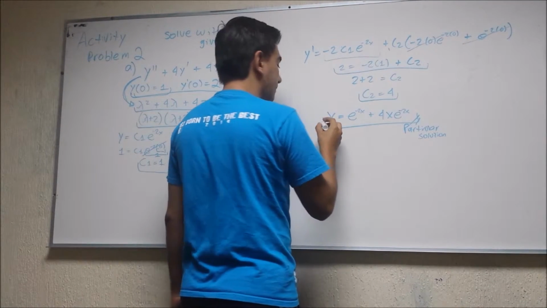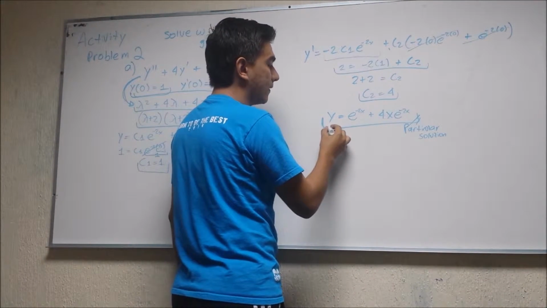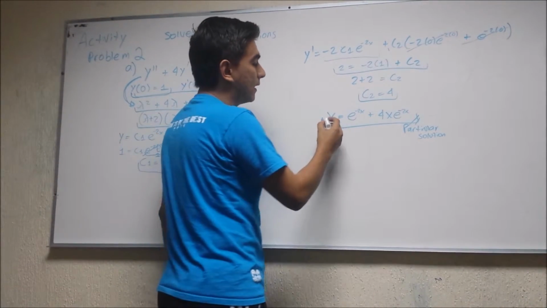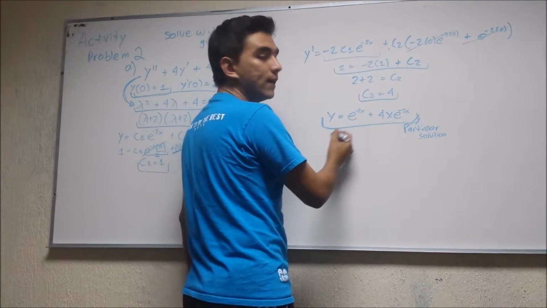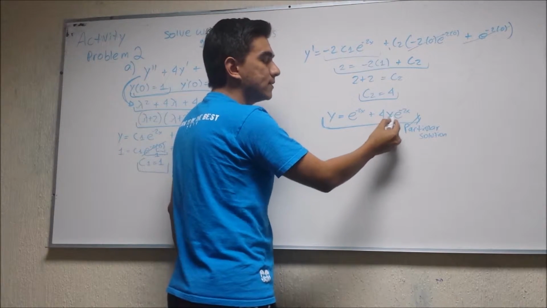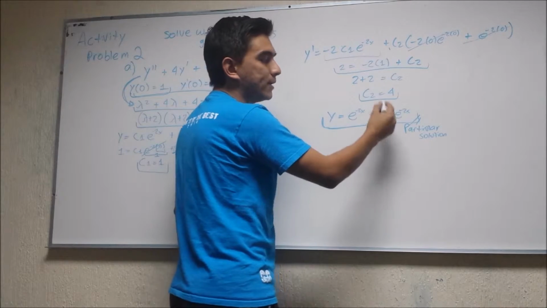And then we obtain the particular solution with the value of the constants, and we obtain that y is equal to e elevated to minus 2x plus 4 multiplied by x multiplied by e elevated to minus 2x.